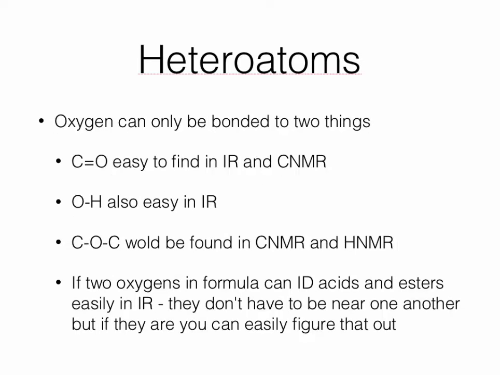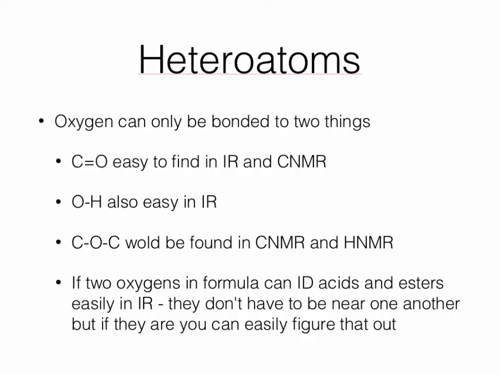Let's go on to heteroatoms. Heteroatoms are a really good handle. For example, if you consider oxygen, oxygen can only be bonded to 2 things. If oxygen is bonded to the same carbon, that's a C double bond O. You know how to find that. If there's no C double bond O, then your oxygen is either flanked by 2 carbons or a carbon and a hydrogen. It's easy to find that hydrogen in the IR, and you can find carbons directly bonded to oxygen in carbon NMR and proton NMR. The hydrogens in the proton NMR will be those signals at around 4.